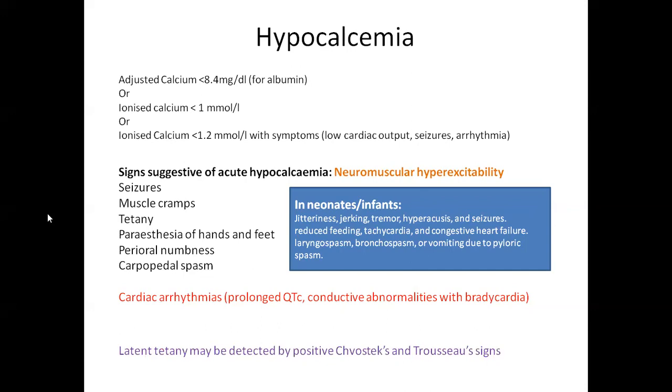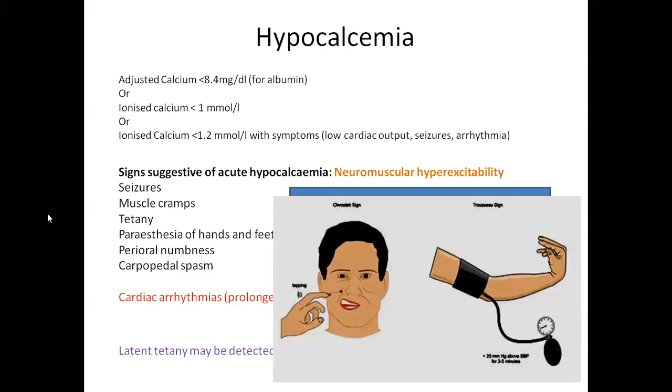So the signs are Chvostek's and Trousseau's signs. This is the Chvostek sign: you tap near the tragus and you feel the contraction of the facial muscles. And Trousseau's sign is you inflate the BP cuff about 20 mmHg above the normal systolic blood pressure for 3 to 5 minutes to decrease the blood flow. So it can precipitate hypocalcemic tetany, carpopedal spasm.